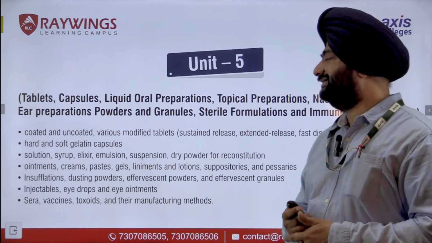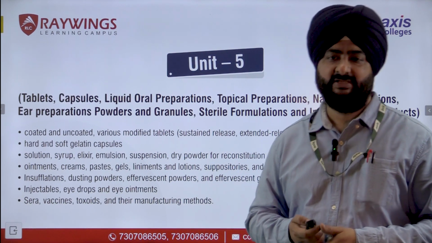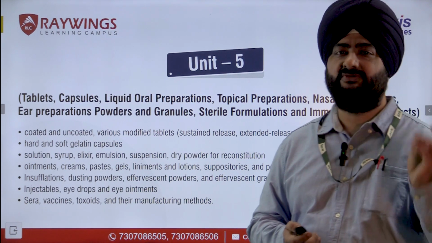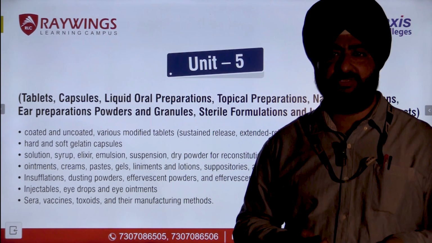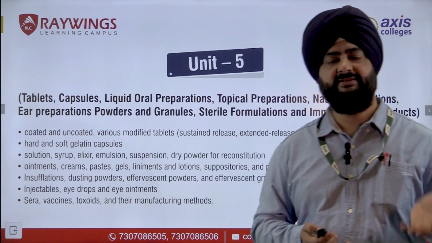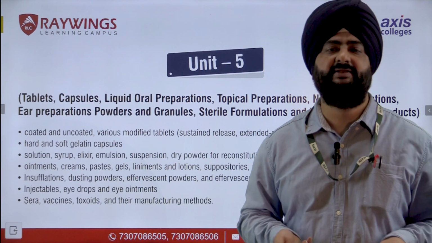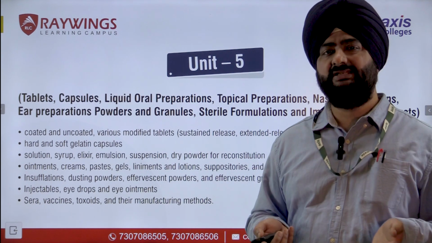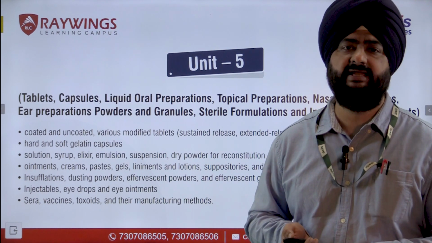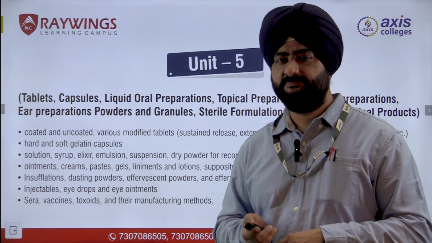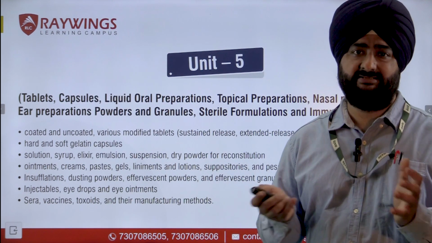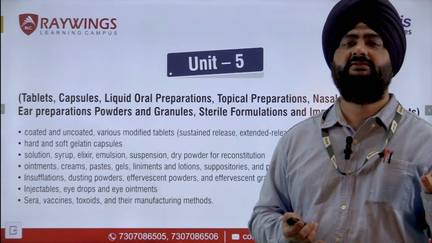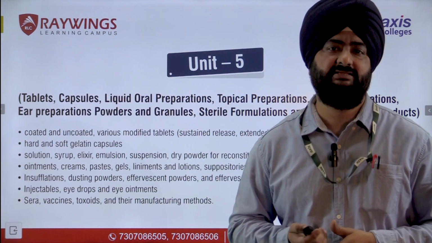Then comes hard and soft gelatin capsules. Capsules are of two types, either hard gelatin or soft gelatin. What is gelatin? Gelatin is a protein. From where do we obtain gelatin? By the hydrolysis of collagen. Collagen is a protein which is found in the skin and bones of animals or human beings also. So by this we collect gelatin and formulate it into hard gelatin or soft gelatin capsules as per the requirement.